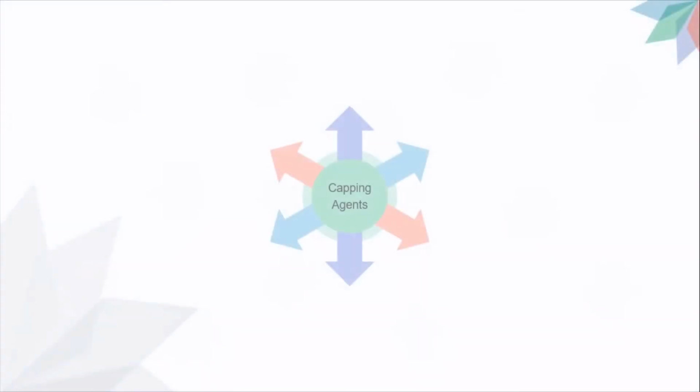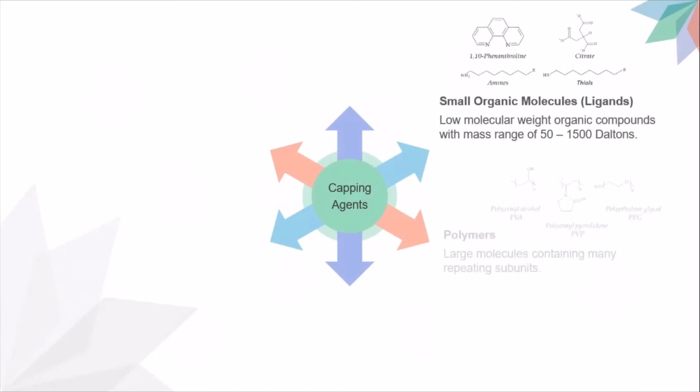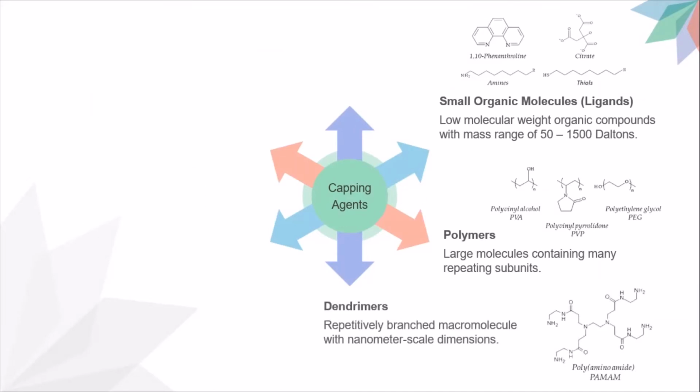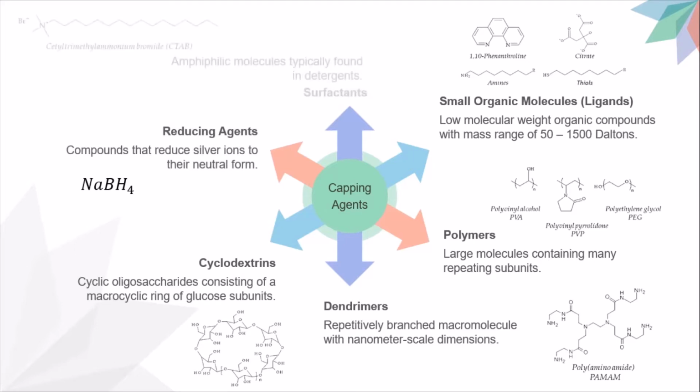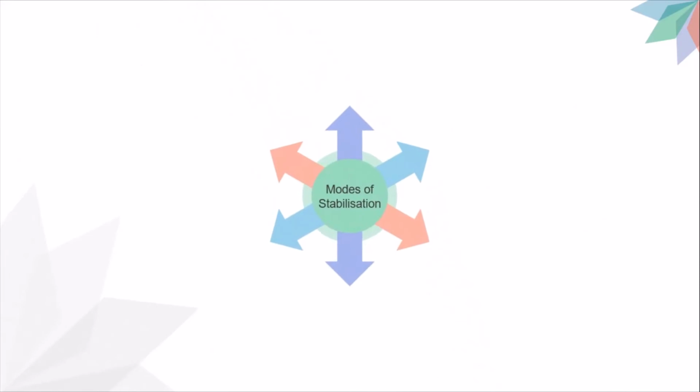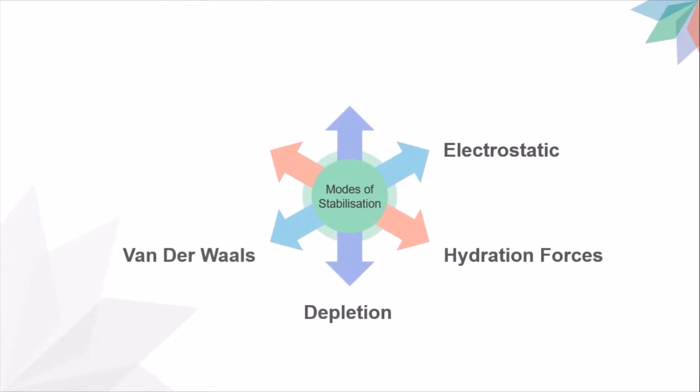In the synthesis of silver nanoparticles, commonly used capping agents are small organic molecules, polymers, dendrimers, cyclodextrins, reducing agents, and surfactants. These capping agents stabilize the nanoparticles via various modes such as electrostatic interactions, hydration forces, depletion, van der Waals forces, steric hindrance, or a combination of the above-mentioned modes. In this video, we shall discuss only steric hindrance and electrostatic stabilization.